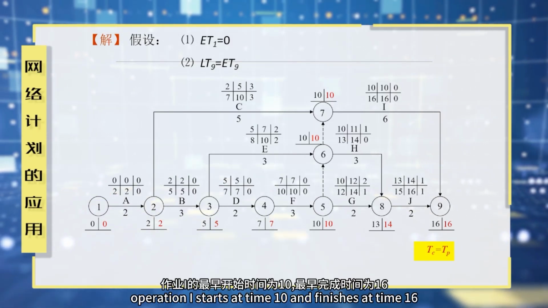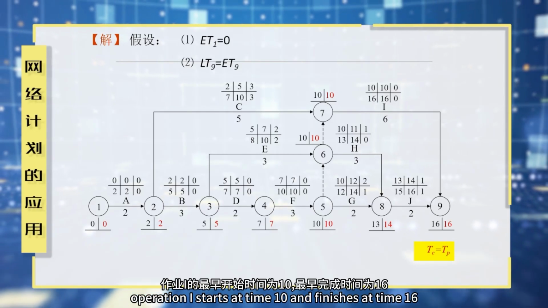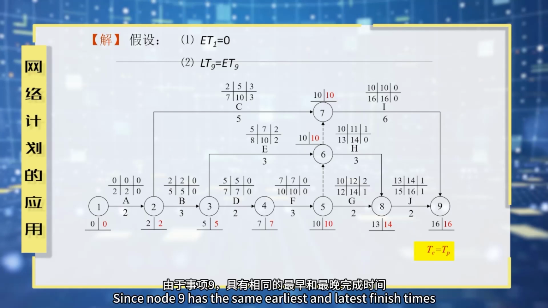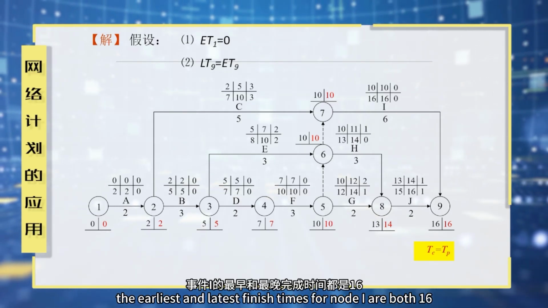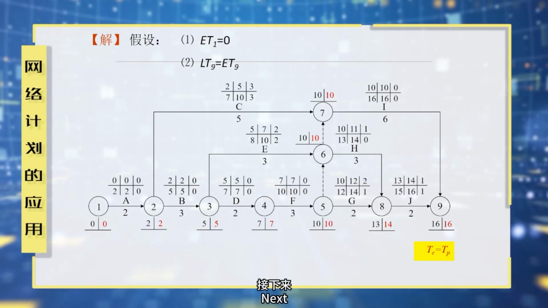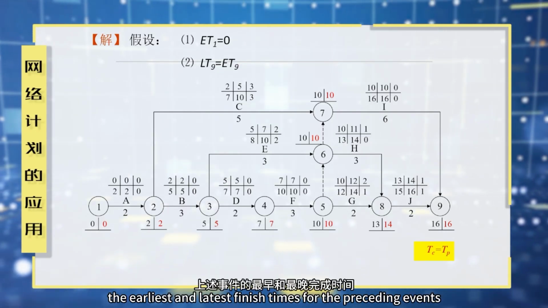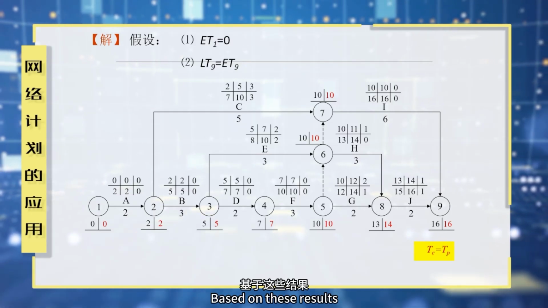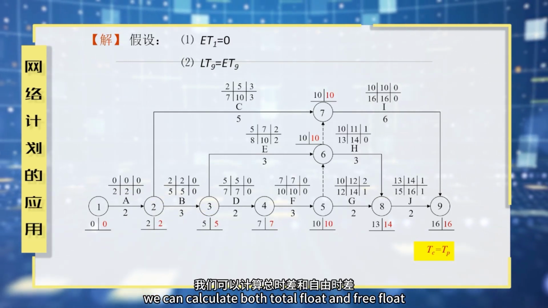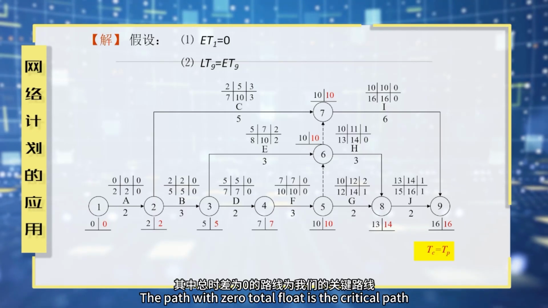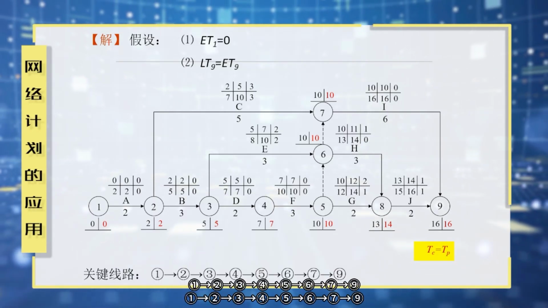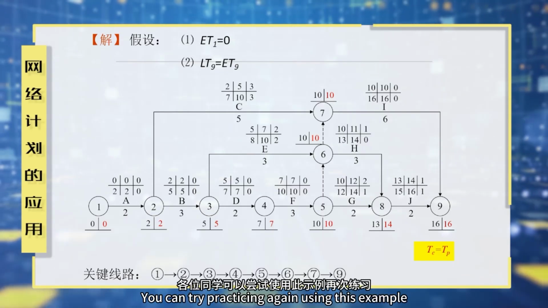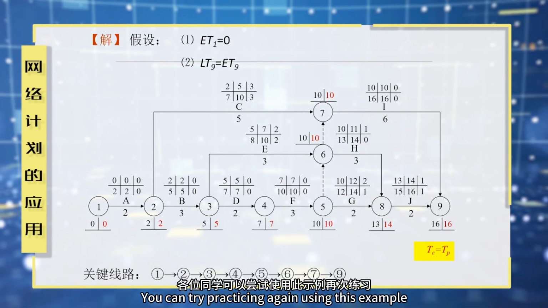Similarly, operation I starts at time 10 and finishes at time 16. Since node 9 has the same earliest and latest finish times, the earliest and latest finish times for operation I are both 16. Next, we calculate backwards to determine the earliest and latest finish times for the preceding events. Based on these results, we can calculate both total float and free float. The path with 0 total float is the critical path: 1, 2, 3, 4, 5, 6, 7, 9. You can try practicing again using this example.